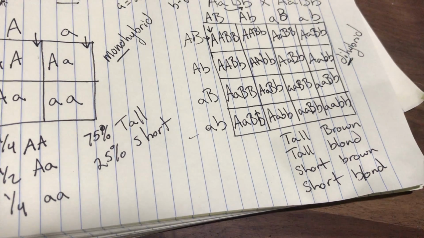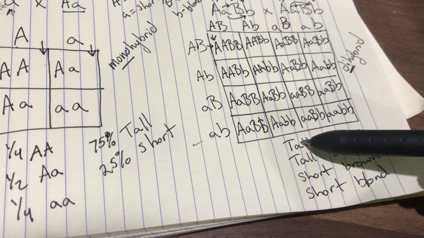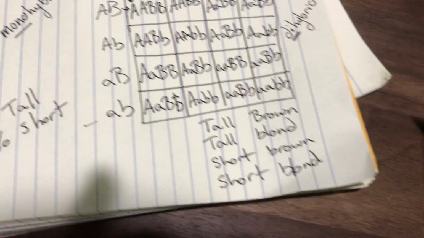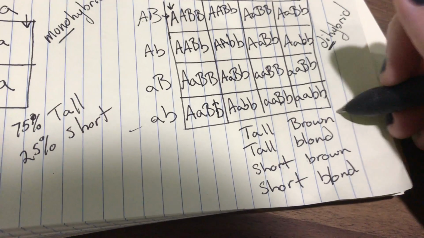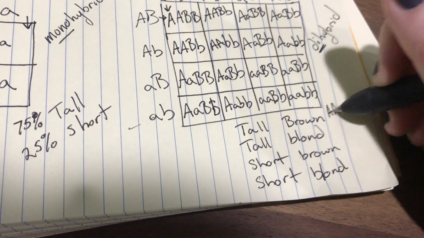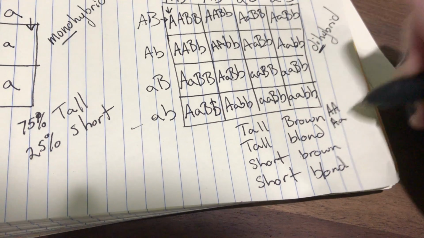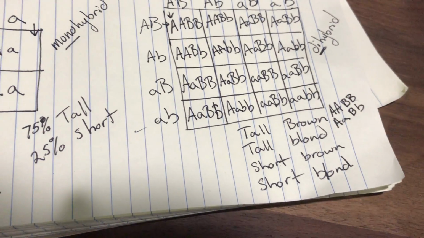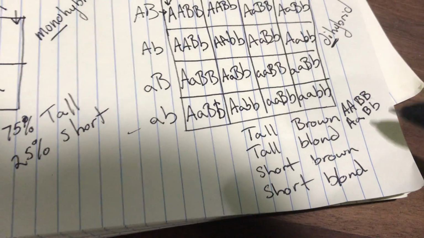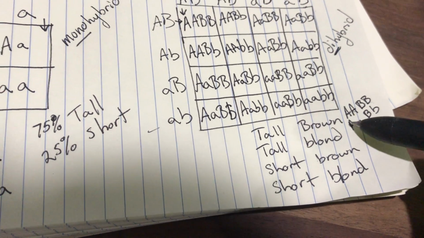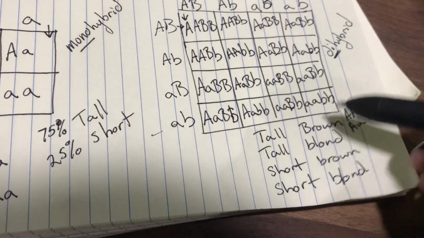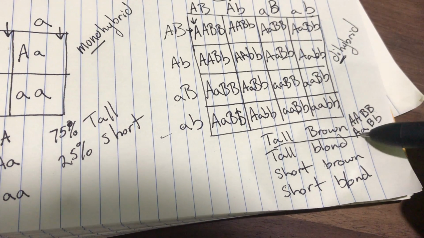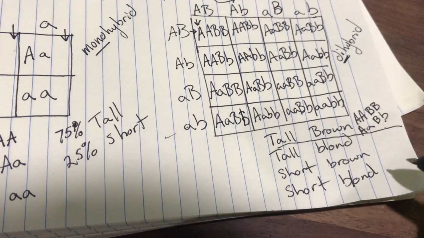These are going to be our phenotypes. If you write out the genotypes, tall with brown hair is AA with capital B capital B, or capital B lowercase b. And I'm running out of room, so I'm not going to write the genotypes for each of these, but you understand. So in the Punnett square, to find this out, we're looking for either this trait or this trait will code for tall and brown.